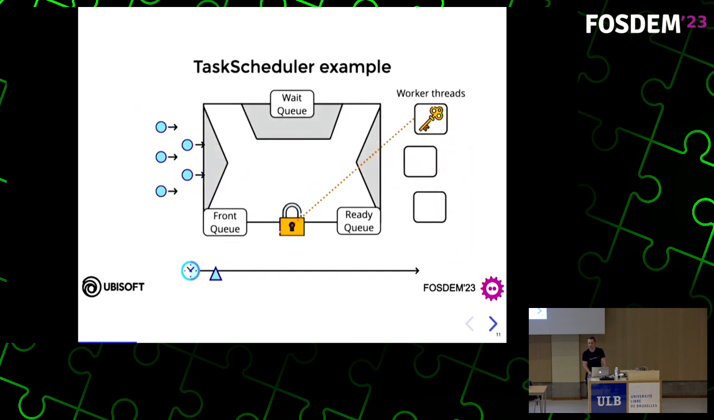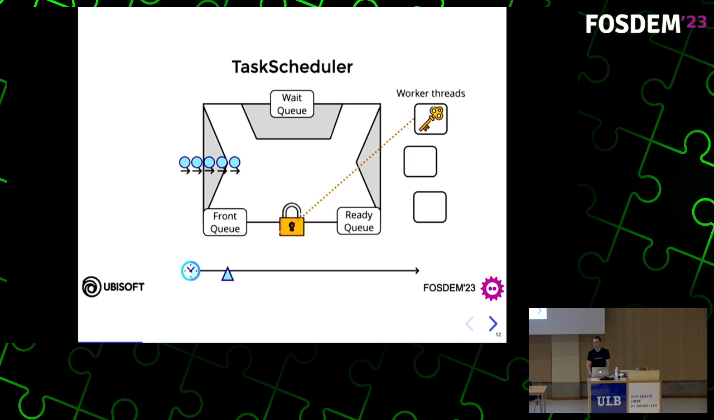To improve understanding, there is a short visual example I prepared. Imagine we have 5 tasks. They are posted into the front queue, and one of the worker threads has the scheduling key right now. It will extract the tasks from the queue. We'll see that a couple of them yielded. They go to the wait queue, waiting for something, and the others are moved into the ready queue. From here, they are picked up by the worker threads. Nobody is doing the scheduling right now. All the threads are doing some actual work.